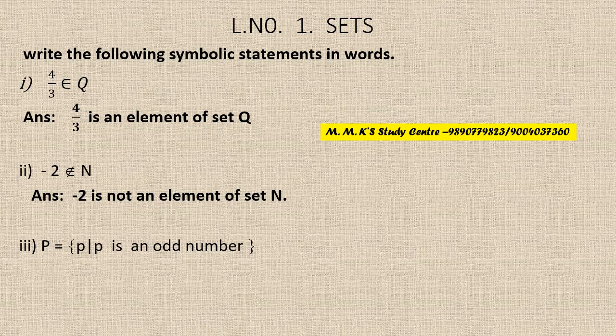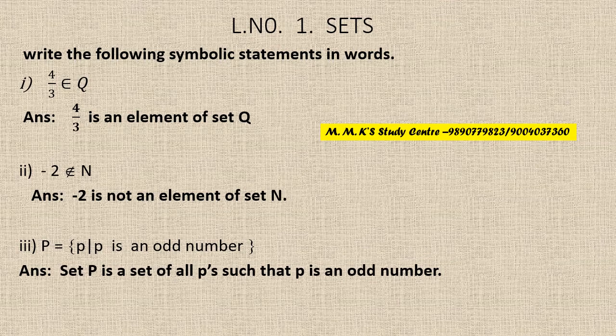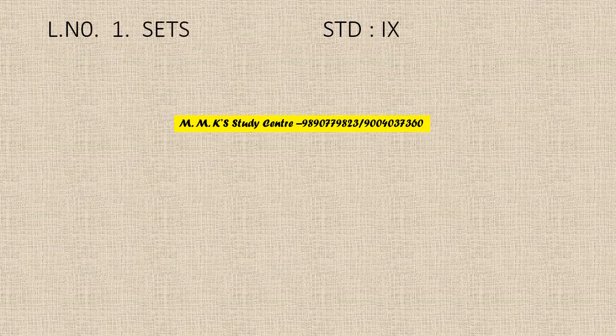Now third one, P is the set of P such that P is an odd number. How to write this in words? Let's check. P is a set of all P's such that P is an odd number. Okay, getting it, children? In this way, statements are given in symbolic form. You have to write them in words.